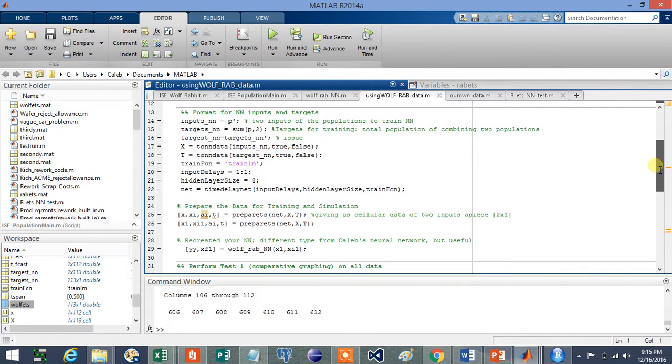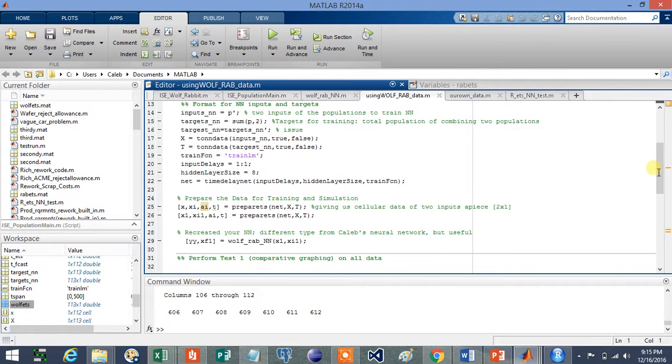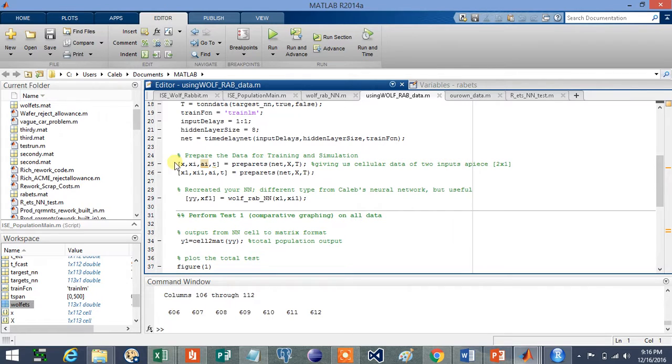Then we had to format our data that we were going to put in. Our first scenario, like I said, was the exact data we used to train the network. And to do this, again, we put our inputs as our populations that we derived with the ODE function, and then our targets as the sum. This is how they trained the data, and this is how we formatted our cells.